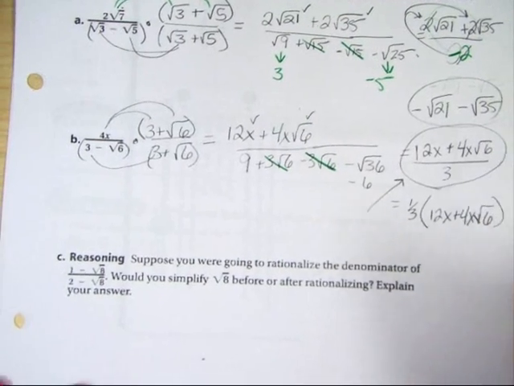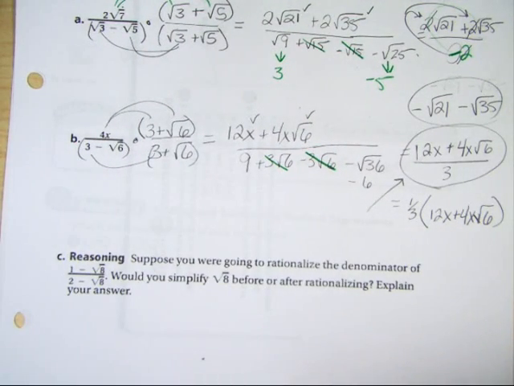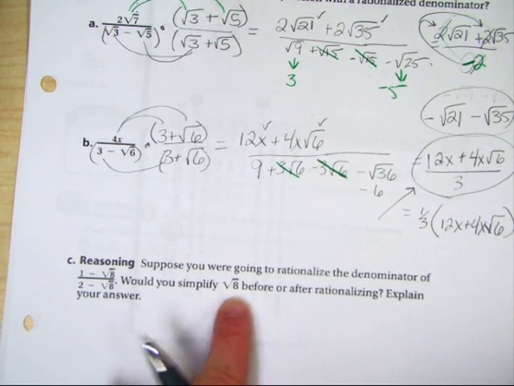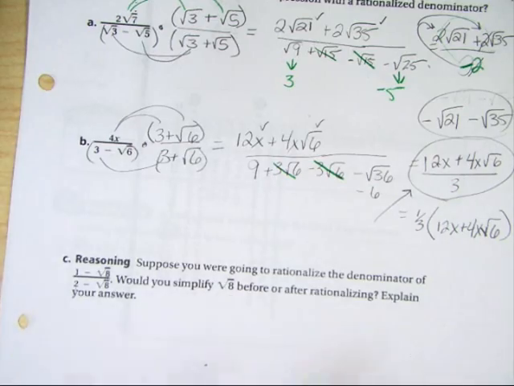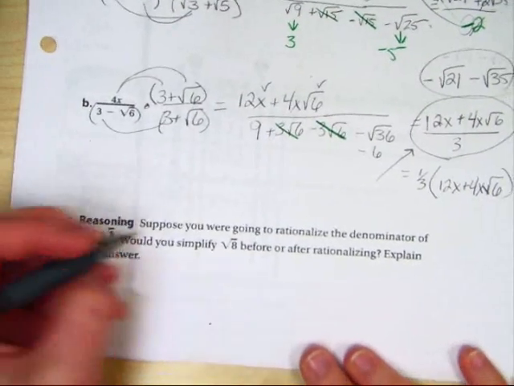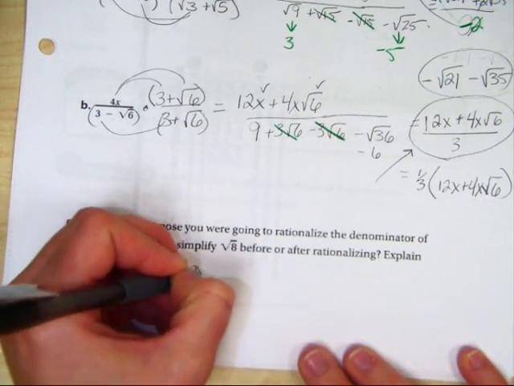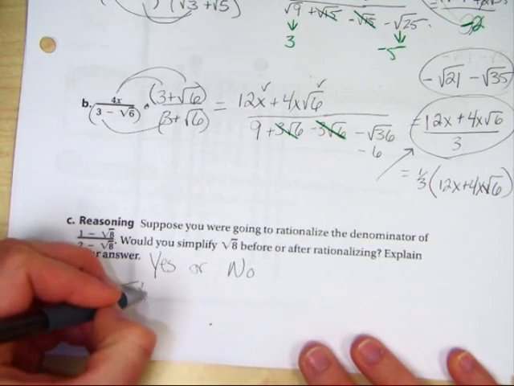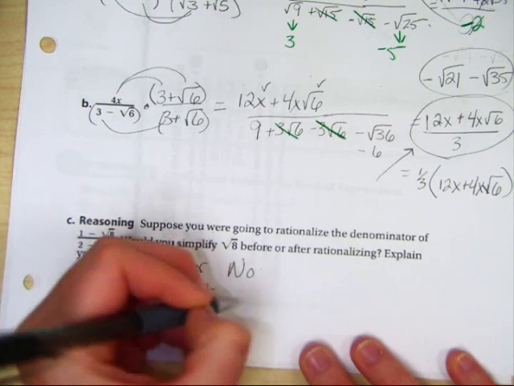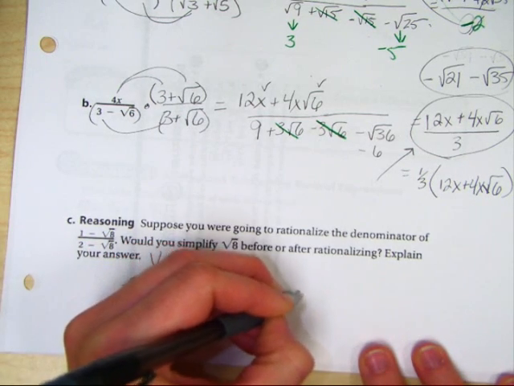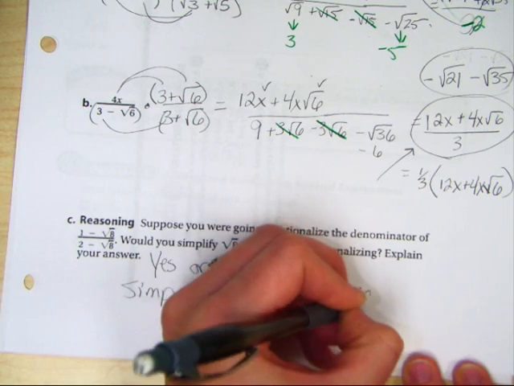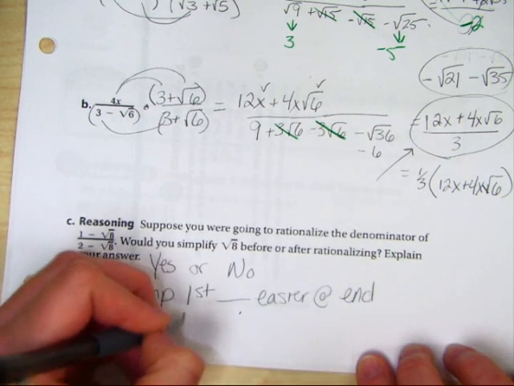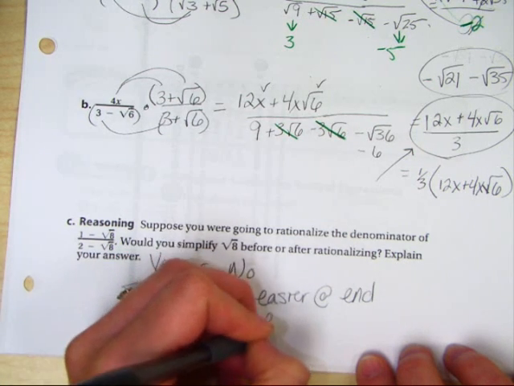Part C, let's look it over. Suppose you were going to rationalize the denominator of this by multiplying by the square root of 8. Before would you simplify the square root of 8 before rationalizing? I'm going to say yes or no is a good answer. It depends. If you simplify first, it's easier at the end. Whereas if you simplify last, it's easier at the beginning.